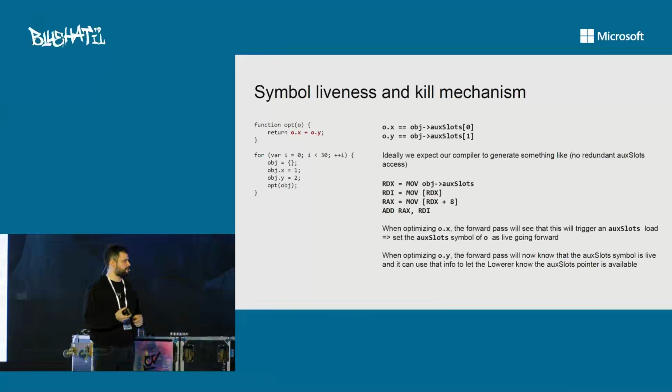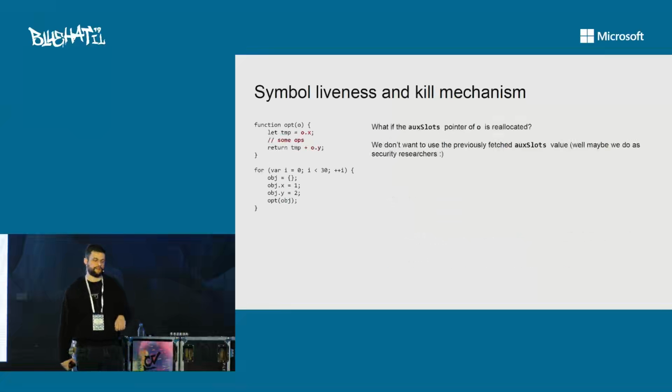So how is the forward pass able to do that? It's using symbol liveness. When it optimizes the first property access, o.x, it will set the symbol associated with the aux slots pointer of O as live going forward. With that information, when we deal with the second instruction, we're able to see that this thing is live. So when we generate the code, I don't have to reload it. I can just reuse the value that was there already. This is how the JIT compiler is able to come up with those kinds of optimization when you access the same array over and over again.